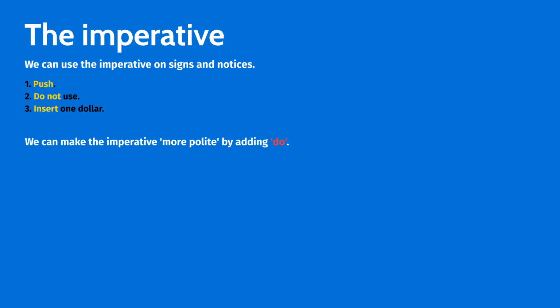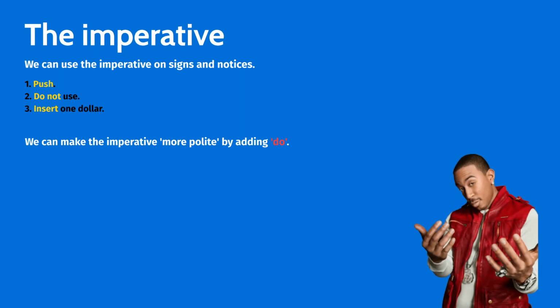Okay, so we can make the imperative more polite by adding do. For example, look at this guy. He's like, hey, do come, please. Do be quiet. Do sit down. Okay, so this makes you sound more polite, less aggressive. It's like, do please, do sit down, do be quiet.